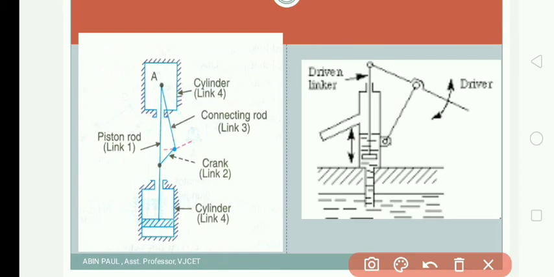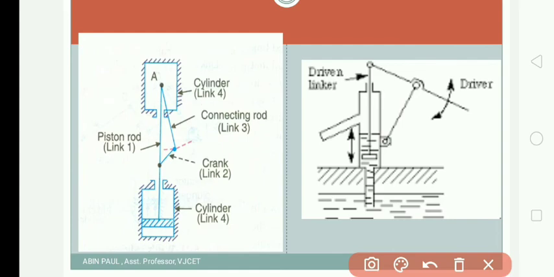So how does the mechanism work? This is actually used in the pendulum pump to pump water from wells. You have seen the pendulum pump, which is used to draw water from bore wells. So this mechanism is made use of there. Here you can see the crank will rotate. This link number 2, the crank, will rotate. The connecting rod will oscillate along this path. So when the connecting rod oscillates along this path, the piston rod will move up and down. So that is how this particular mechanism works.